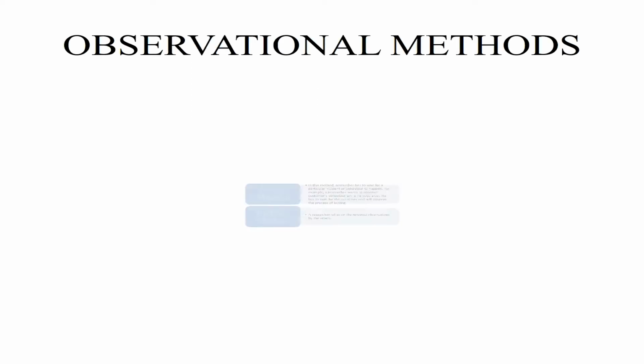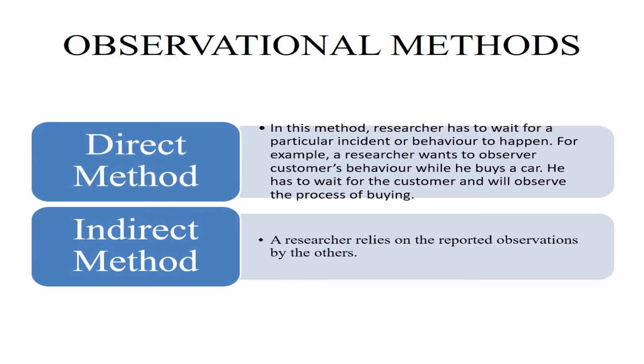The next is the direct method. In this method, the researcher has to wait for a particular incident or a behavior to happen. For example, a researcher wants to observe a customer's behavior while he buys a car. He has to wait for the customer and will observe the process of buying. Further, he has to wait for the other customers, as one customer will not serve the purpose. The next is the indirect method. Here, a researcher relies on the reported observations by the others.